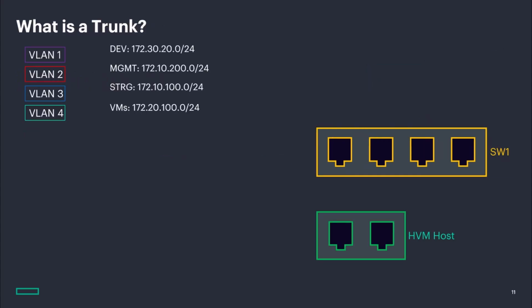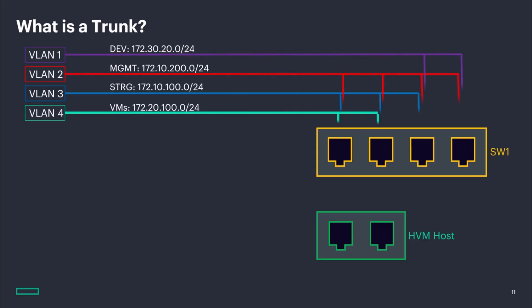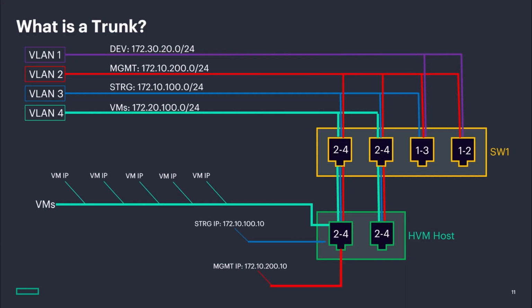Okay, now that we understand a bit about VLANs, let's talk about VLAN trunking. This is the methodology by which you can send multiple VLANs across a single switch port so that downstream devices are able to talk on the necessary network segments. In our example here, switch ports 1 and 2 are passing all traffic for VLANs 2, 3, and 4. Then the HVM hypervisor is using each of those VLANs for different purposes. VLAN 2 for management, VLAN 3 for storage, and VLAN 4 for VM traffic.